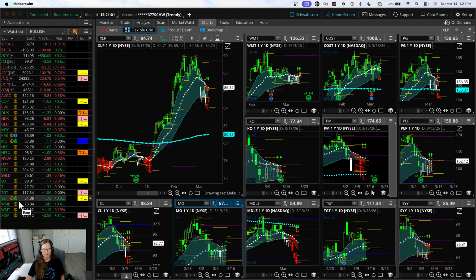These are the names that you will see on my watch list over here because they're relatively outperforming. Now, Costco chart looks great, but the trading account that I trade live in the trendy room at Simpler Trading is a small account. I trade from a small account in there. So Costco just is not affordable for me to swing trade in that account.